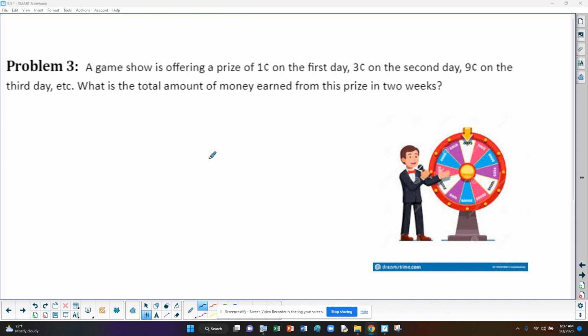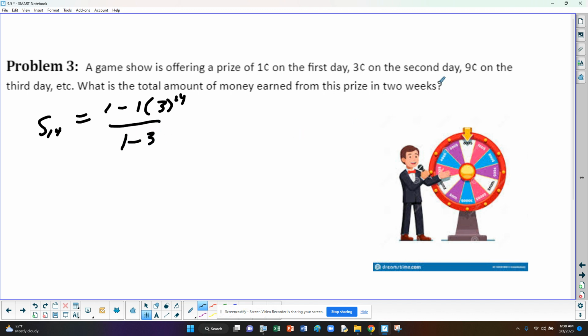So we can also look at geometric series in context. So here, Game Show is offering a price of 1 cent each day, and then 3 cents on the second day, 9 cents on the third day. What's the total amount of money earned in 2 weeks? So after 14 days. So we'd have our a sub 1, which is 1, minus 1 times, it's multiplying by 3, and then we're going to raise that to the 14th power over 1 minus 3.